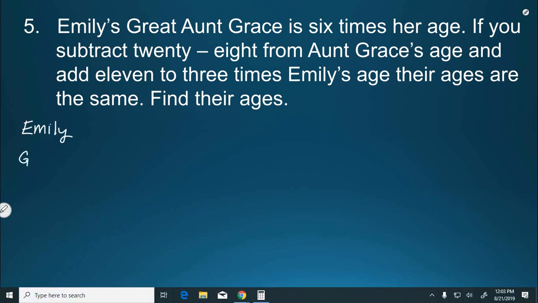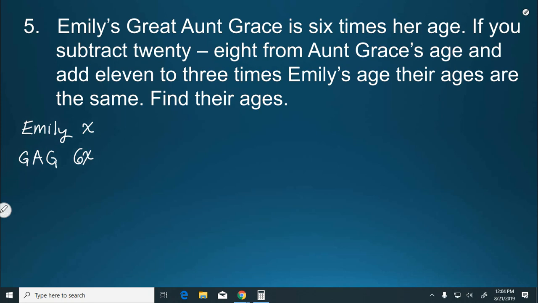So we have Emily and great Aunt Grace. I'm going to call her Gag for now, just to simplify that. I don't want to write it all over again. All right, so Emily's great Aunt Grace is 6 times her age. Aunt Grace is being compared to Emily, therefore Emily is x, and Aunt Grace is 6 times x, 6 times Emily's age. Now we can start setting it up.